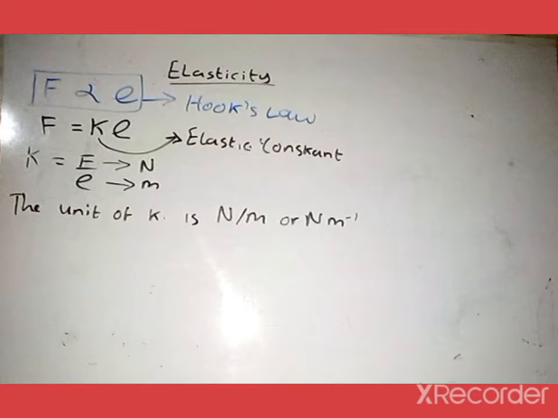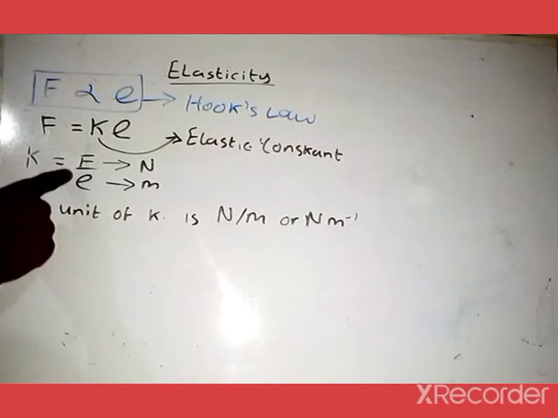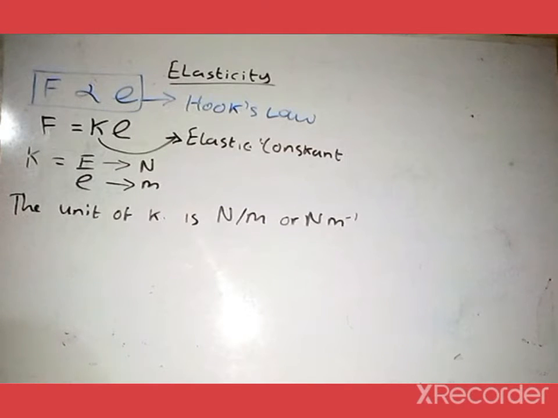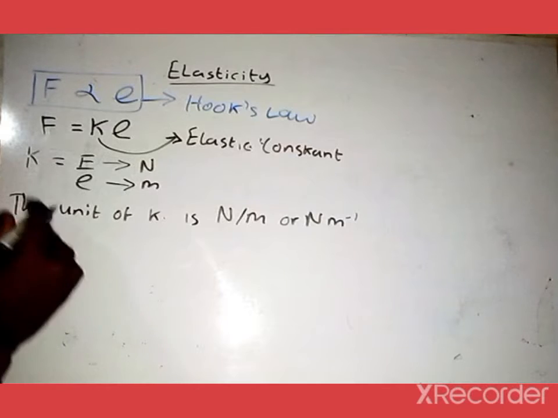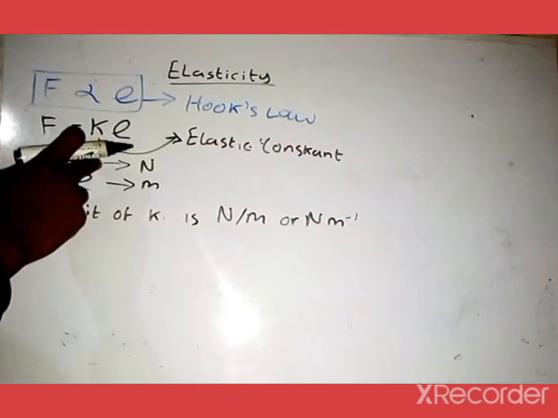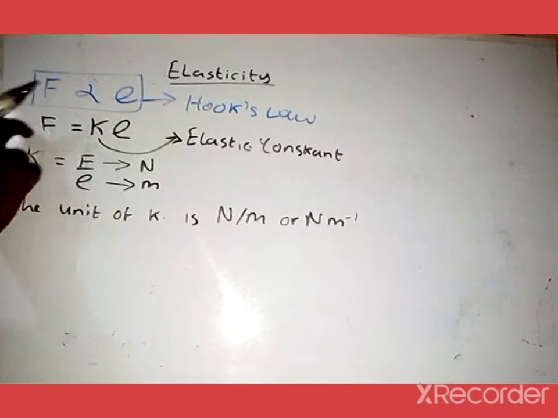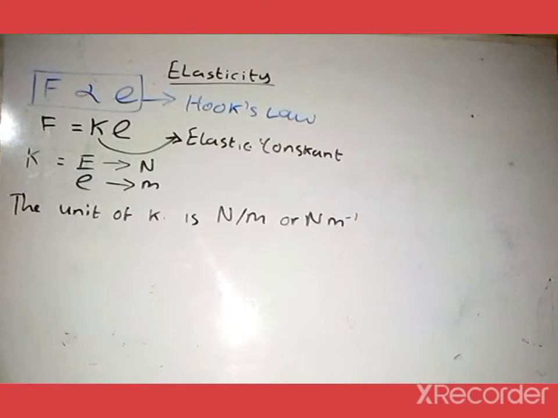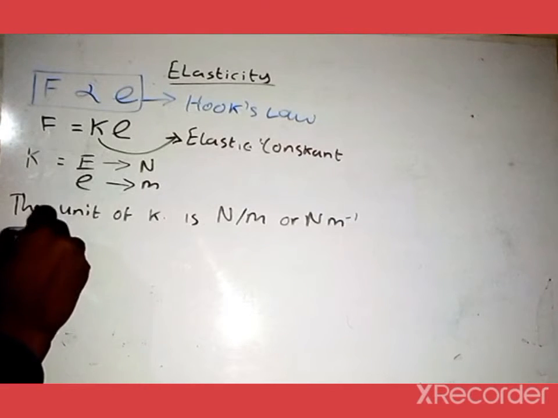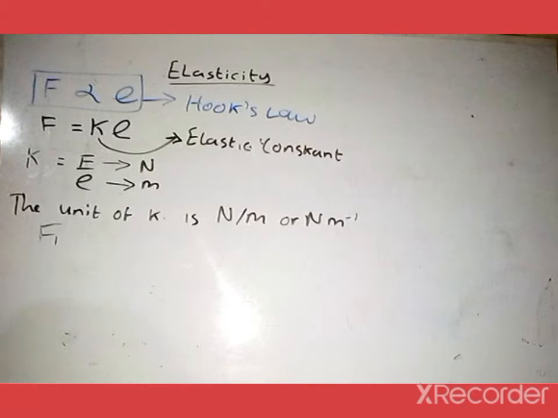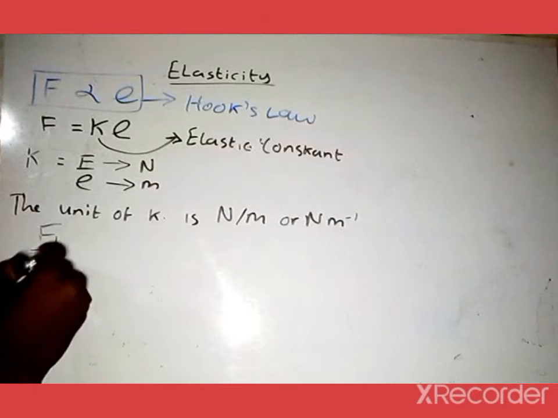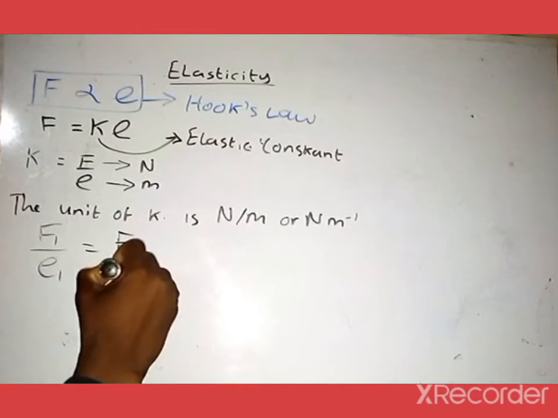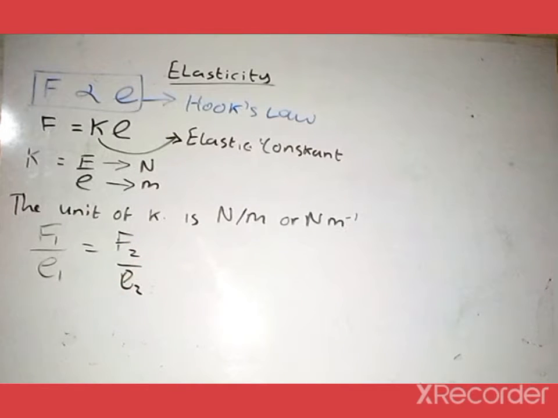Now, assuming we have two or more forces and two or more extensions, we can use the elastic constant, using the law of constancy, and we are asked to find one extension or the other. So what are we going to do? Let's say we have F1 over extension 1 is equal to F2 over extension 2, and it will still be equal to F3 over extension 3, like that. So let's stop here.